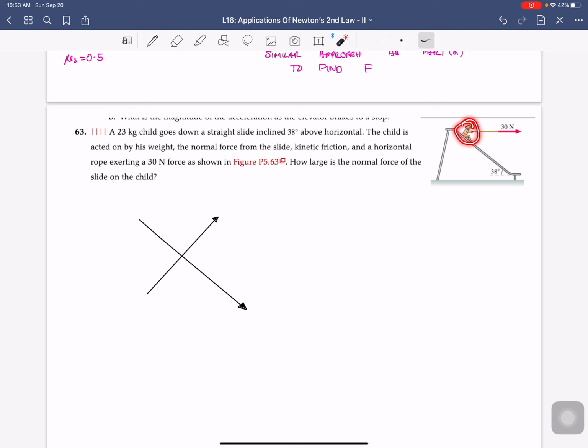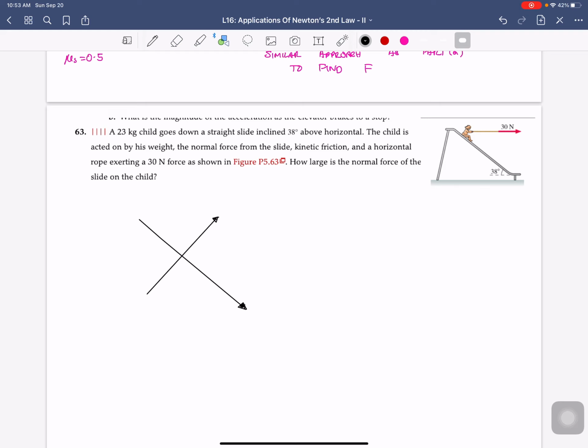So let's look at the child here. The child is going down the incline, there is friction. But in addition to all the forces acting on the child, there is an additional force exerted by a rope on the child, pulling the child in the horizontal direction. Without going through too much of the details, let me just set up the problem for you. The problem only asks you to figure out the normal force, but there is a lot more you can do with this problem. So let me go ahead and set it up that way.